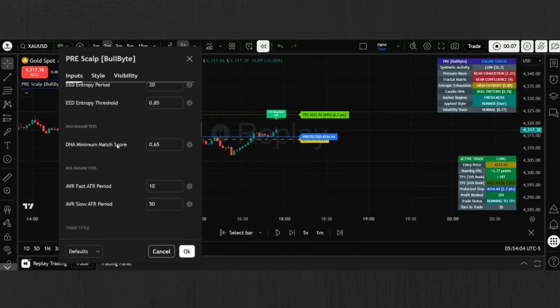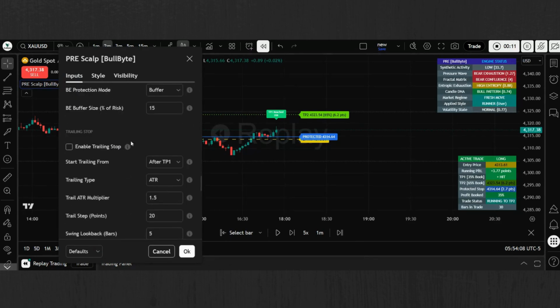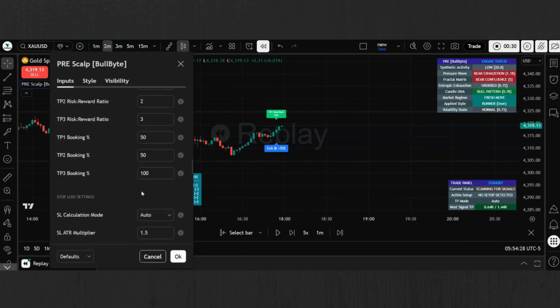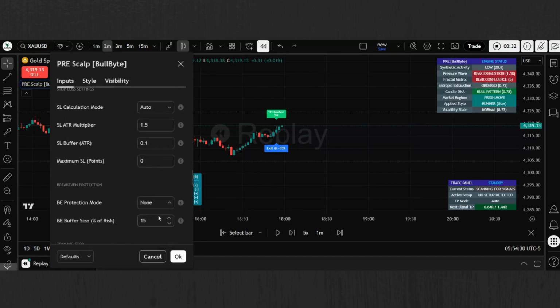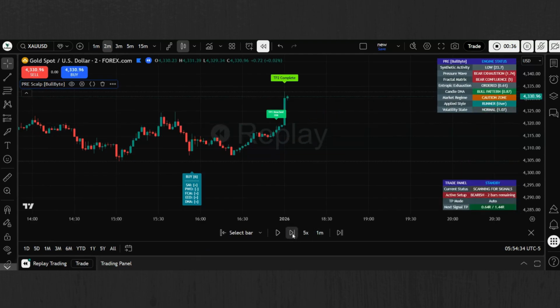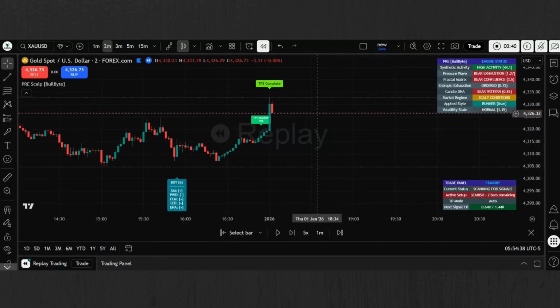Option 3, lock at TP1. This moves your stop to the TP1 level after it is hit. So if you booked 50% at TP1, your remaining 50% now has its profits locked in. The worst case is you exit at TP1 level. I personally recommend using buffer or lock at TP1. It makes your trading much more comfortable knowing your profits are protected.